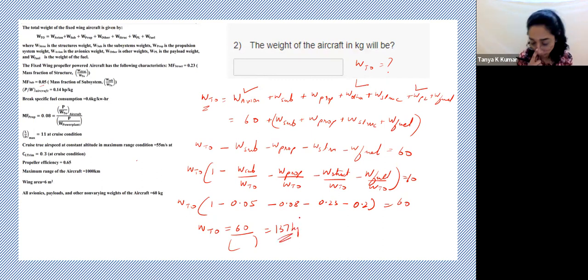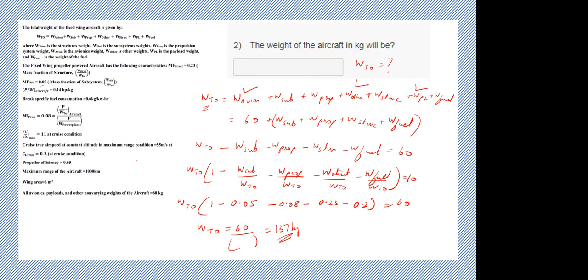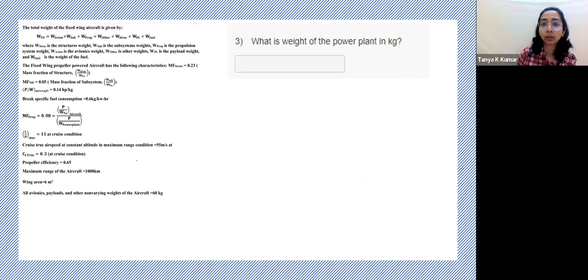So is this clear? This sequence that we followed? Clear now. Okay. Now the next question is, what is the weight of the power plant in kg? Here we took W takeoff. Power plant in our case is the propeller. So how do we go about doing this? If the previous question was clear, then this should be very simple.